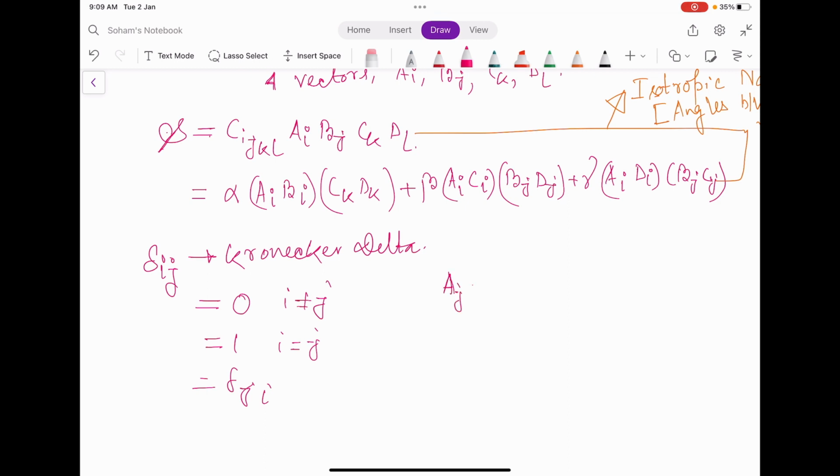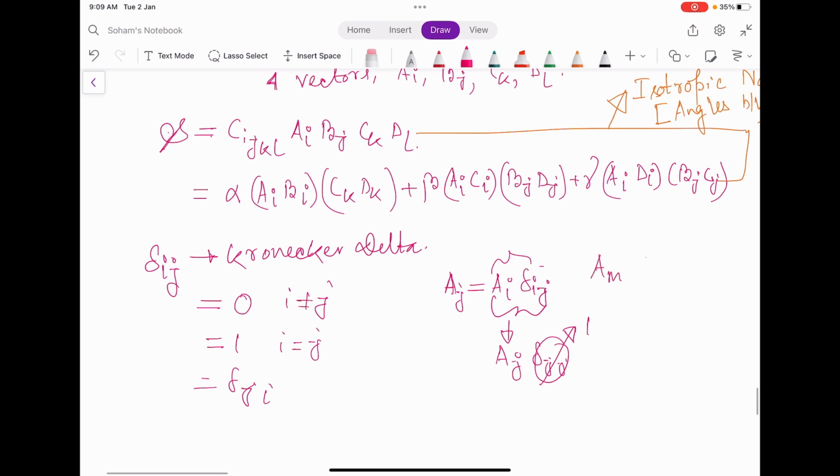aj is equal to ai delta ij. In this equation, if I put i equal to j, then only delta jj remains, and this is 1. So this total thing is essentially aj. So if I have am delta mq, this will be aq, right? Because only if m is q, then delta mq is 1.